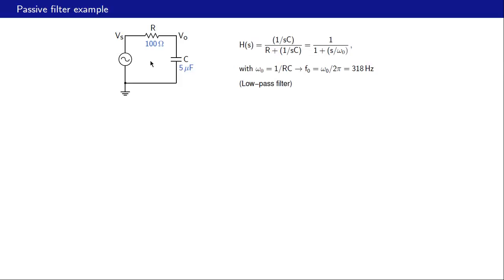Alright, here is an example, and the transfer function is 1 over SC, which is the impedance of the capacitor, divided by R plus 1 over SC, and that can be rewritten as 1 over 1 plus S by omega 0. Omega 0 is 1 over RC, and the corresponding F0, the cutoff frequency in Hertz, is omega 0 by 2 pi, and with these component values it turns out to be about 318 Hertz. So this is a low pass filter, and in fact we have looked at it earlier.